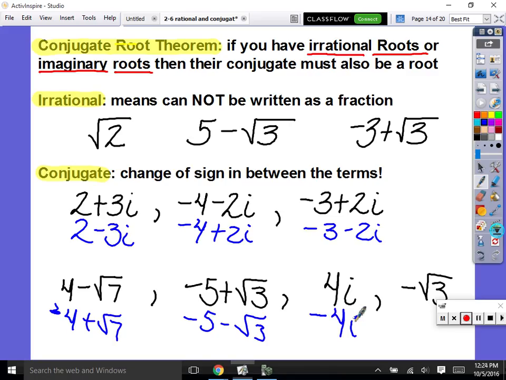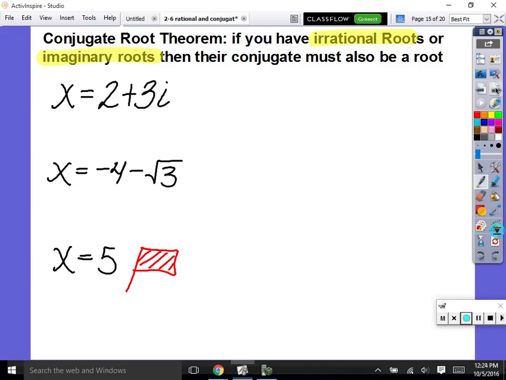Negative 4i. Do you see how that's 0 plus 4i? Doesn't that be 0 minus 4i? The conjugate of that is the positive square root of 3. Okay, we understand what a conjugate is. So once again, if you have an imaginary root or irrational root, its conjugate has to be a root. So if x equals 2 plus 3i, then x equals 2 minus 3i also has to be a solution.